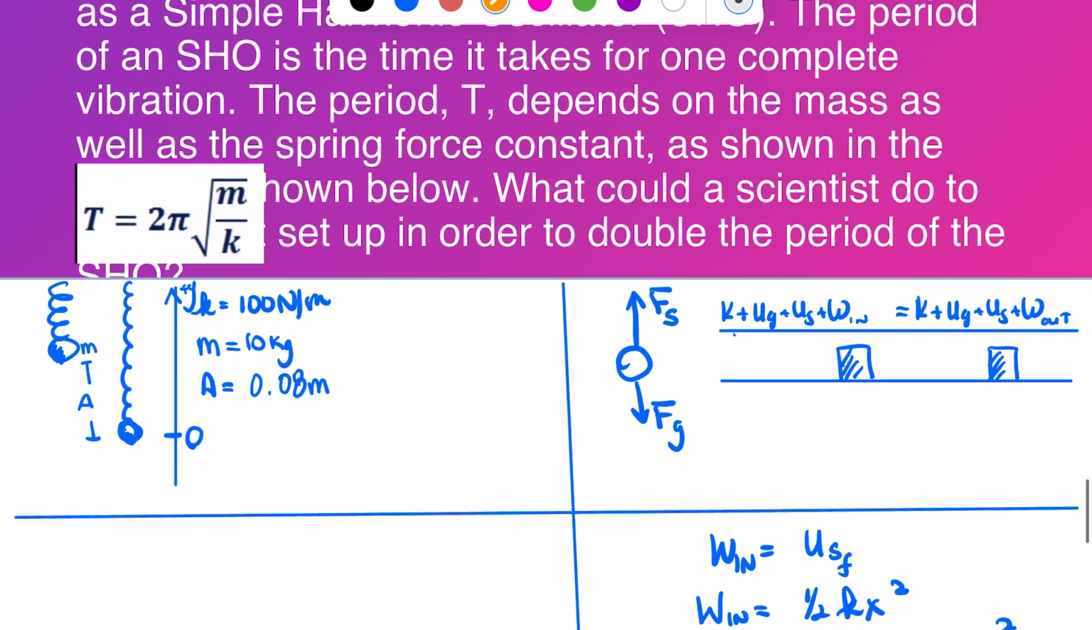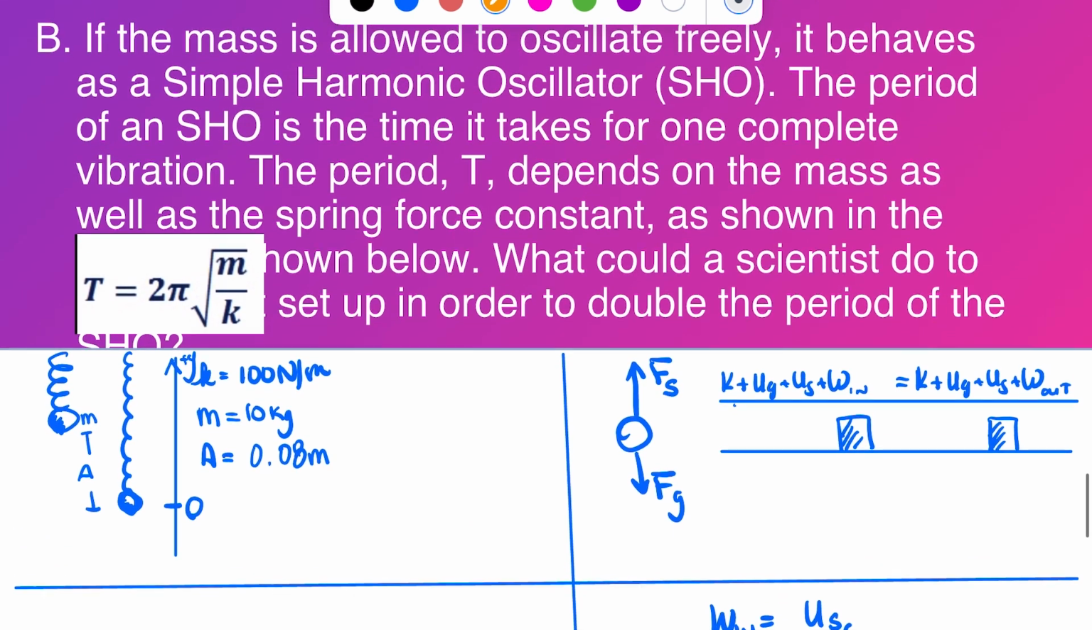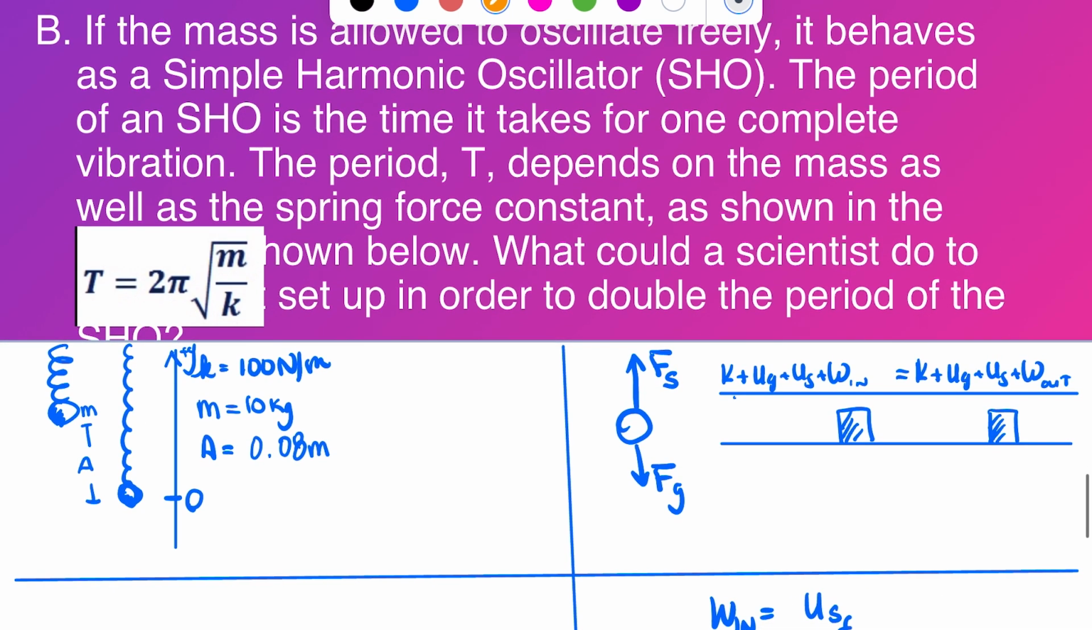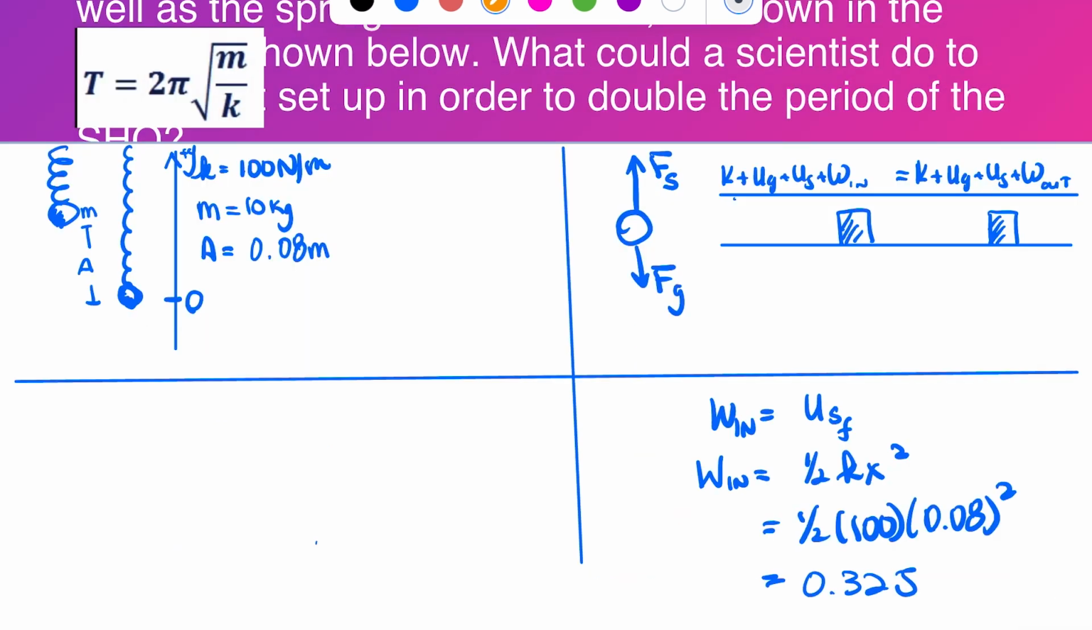Part B is actually an expert level problem. Why is it an expert level problem? Two reasons. One is it's about something that we haven't learned in our class. However, I'm giving you the information that you need to figure it out. Let's take a look. How would you solve this? So I would first write the equation I was given, because this sets up the relationship between the period, which is T, the mass m, and k, which is the spring force constant.